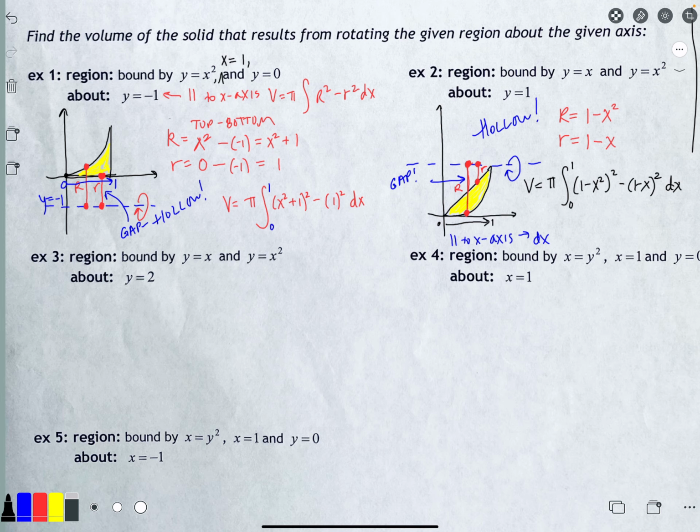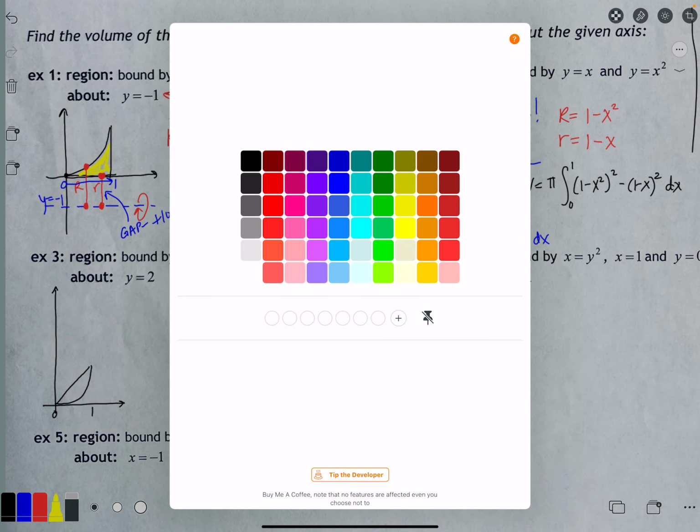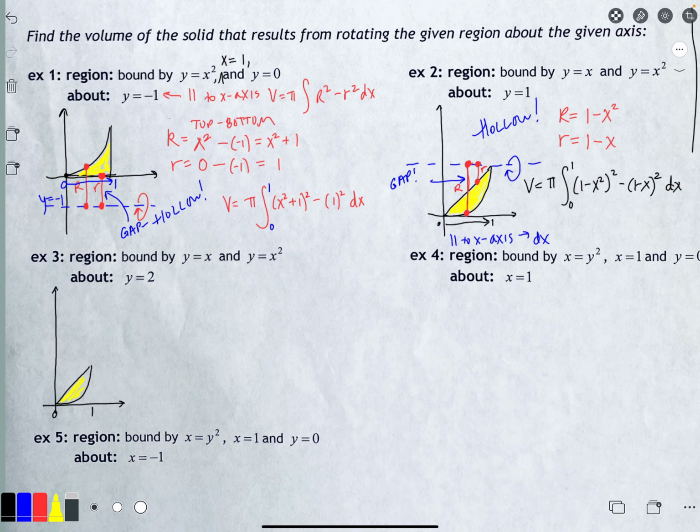All right. Problem number 3 is the same original region, but it's a different axis of revolution. Okay, so I'm still bound between y equals x and y equals x squared. So they still intersect at 0 and 1. This is still my original region. Okay, but instead of going about the line y equals 1, we're going to go about the line y equals 2.